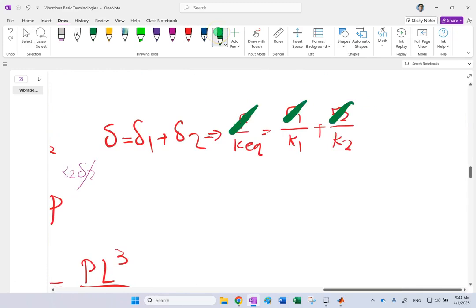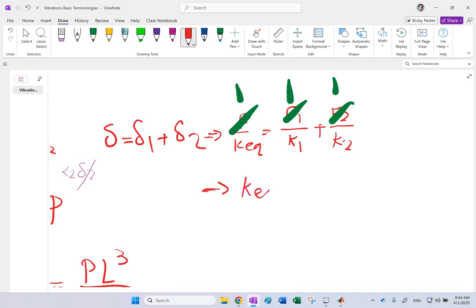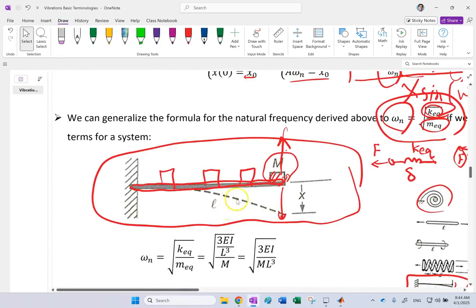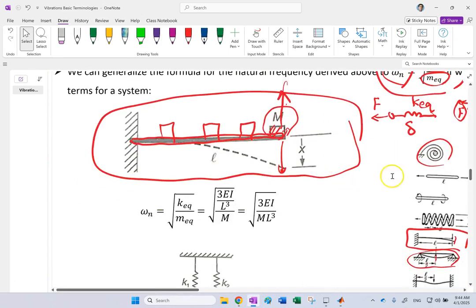So here, and that's your relation. 1 over K equivalent is 1 over K1 plus 1 over K2. Or if you simplify it, you can see that K equivalent is going to be K1 K2 over K1 plus K2. Just take a common denominator and take the reciprocal. And that is exactly this formula here. Okay, so these are equivalent scenarios for different systems. Of course, there could be a lot more than that, but these are some simple scenarios.